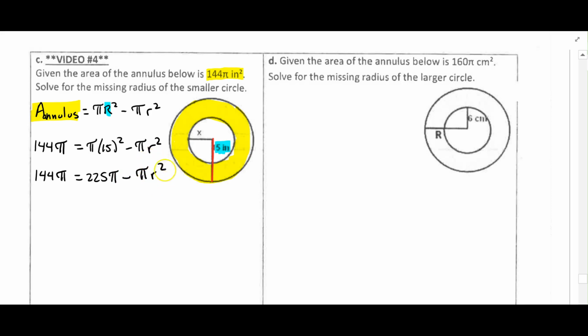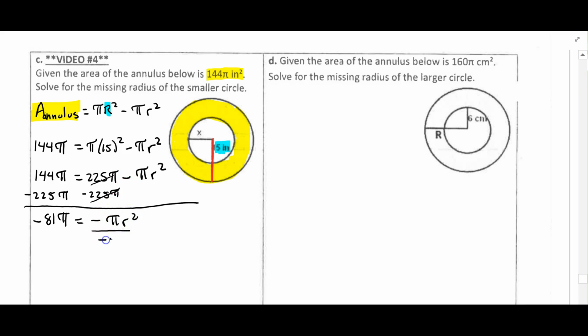So we're trying to solve for r, so I need to get r by itself. So I'm going to subtract 225 pi from both sides. Remember, the pi acts like a variable. So 144 pi minus 225 pi, that's negative 81 pi. So these cancel out, and I'm left with negative pi r squared. Don't forget that minus becomes a negative over here.